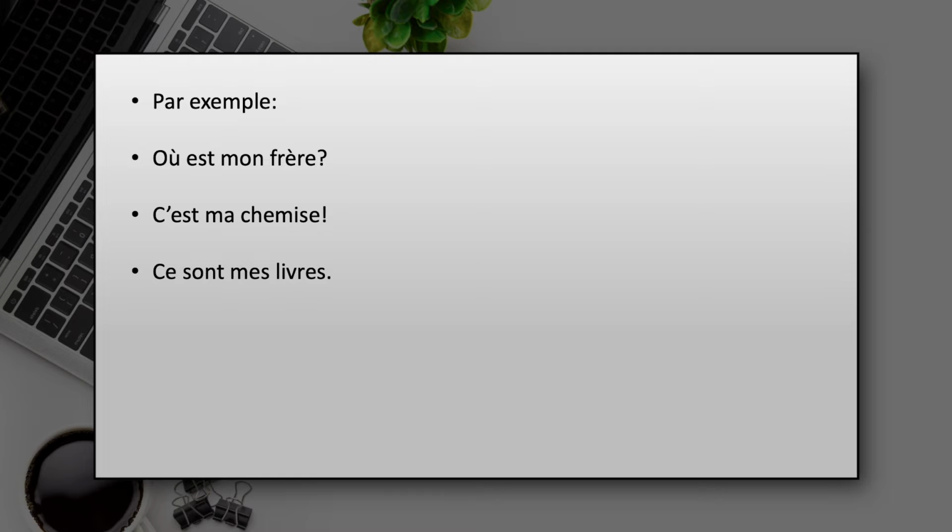So you see, according to the gender of the noun, frère being a masculine word, mon frère, whereas chemise being a feminine word, ma chemise. But now in the third case, livre is in plural. So in spite of being masculine or feminine, there is also the number aspect, which is very important for the possessive adjectives, or l'adjectif possessif, in French. So, ce sont mes livres.